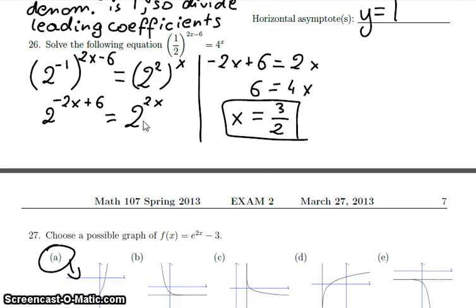Since these two expressions have exactly the same bases, then their exponents must be equal to each other. So you just set negative 2x plus 6 equal to 2x, and then you solve this little equation. So you add 2x to both sides, you get 4x is equal to 6. You divide both sides by 4, simplify, and you get x equals 3/2.